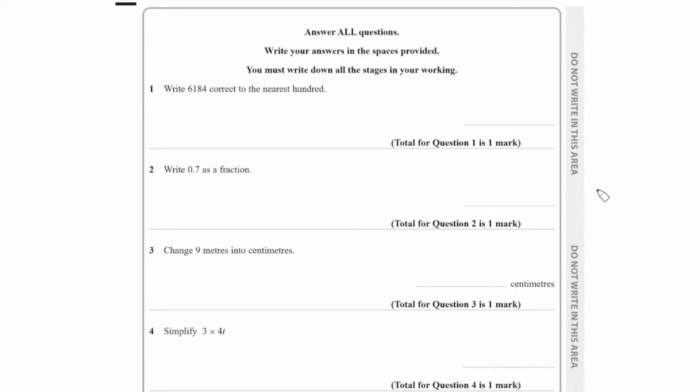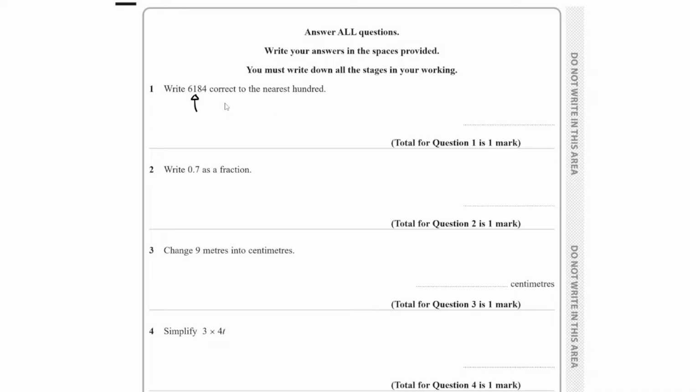So we have a selection of questions here for 1 mark. We've got 6,184, correct to the nearest 100. So the hundreds, as I read it out, is the 1, isn't it, here? Let me make that a bit more clear. This 1 here, that third digit is the hundreds, isn't it?